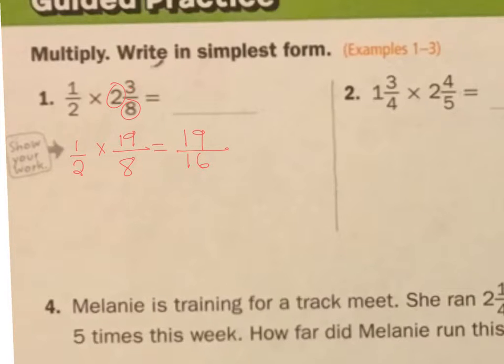And if I see that this is improper, I want to put it back into a mixed number. 16 goes into 19 one time with 3 left over. 3/16. Now, 1 3/16 is my answer, because 3/16 does not simplify. Okay, let's look at number 2.